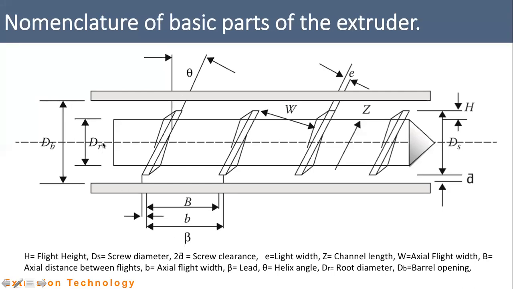And here also you can see DR and DB, right? What is DR? And DS means screw diameter here. Screw diameter means the diameter of this screw and these two distances, right? Flight height plus screw diameter, DS, right? And DR means root diameter, this one. You need to get the diameter of only the shaft, then we get the root diameter, not the screw diameter, right?